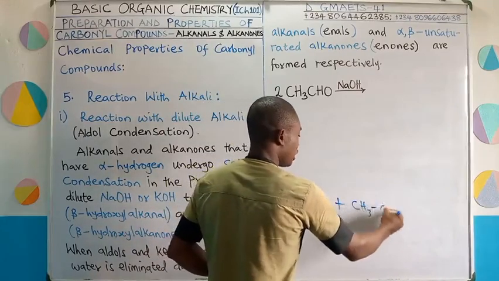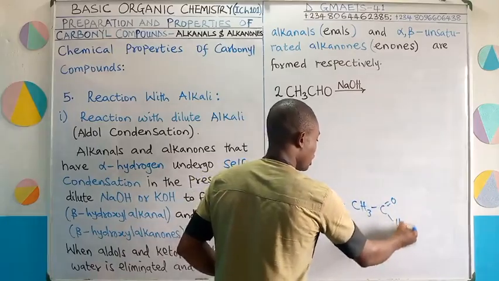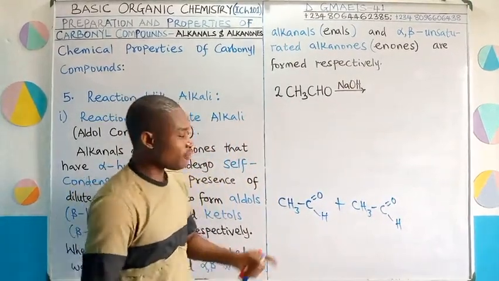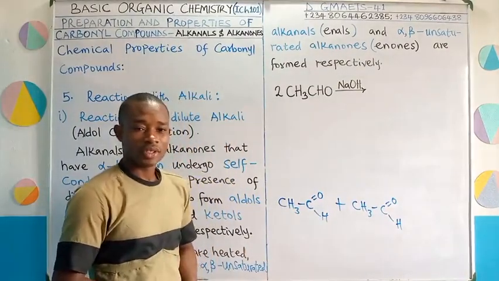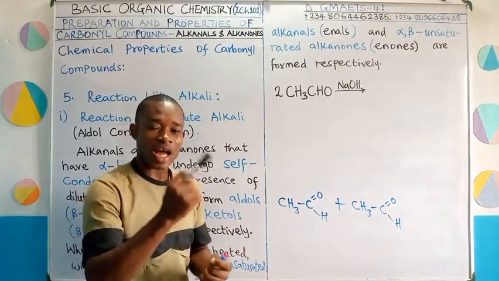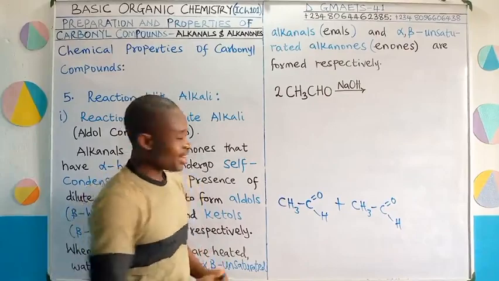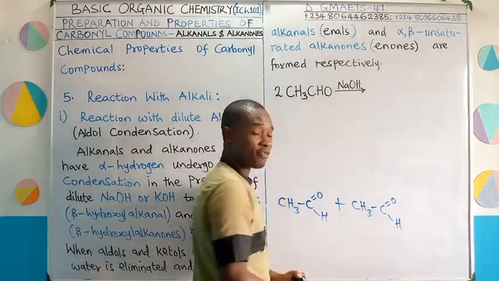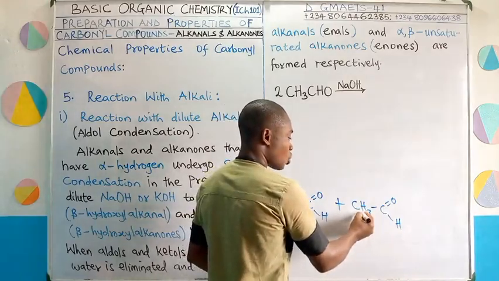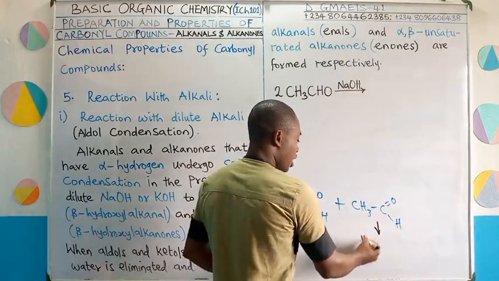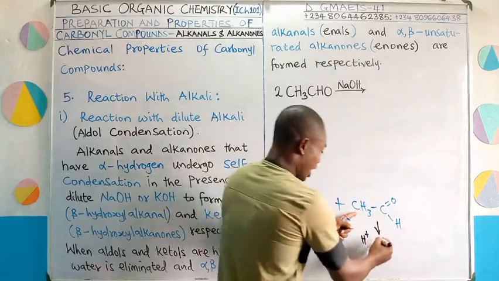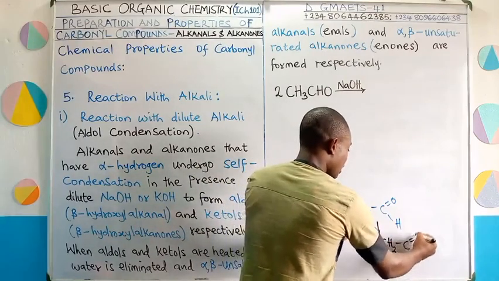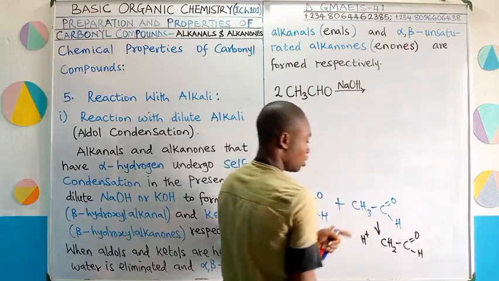Plus another CH3, and then C double bond to oxygen H. Now this is what happens. One of these compounds will release one alpha hydrogen. Let us assume that we decide that this should release one alpha hydrogen. If this releases one alpha hydrogen, you're going to get hydrogen positive, and then this becomes CH2, C double bond to oxygen, and then single bond to hydrogen.